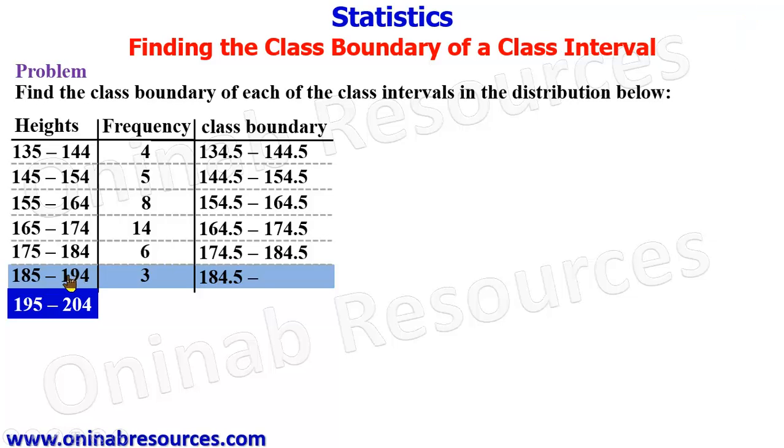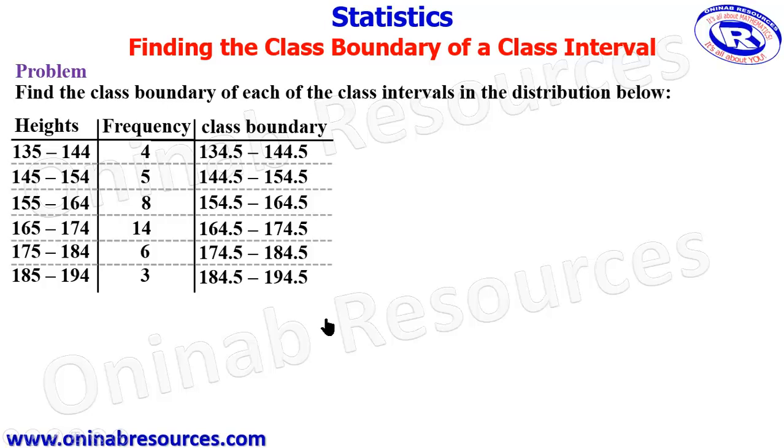We are interested in adding 194 to 195. Dividing the sum by 2, we have 194.5, which represents the upper class boundary of the last class interval. And this is the end of the solution to this problem, and this is where we are ending this tutorial.